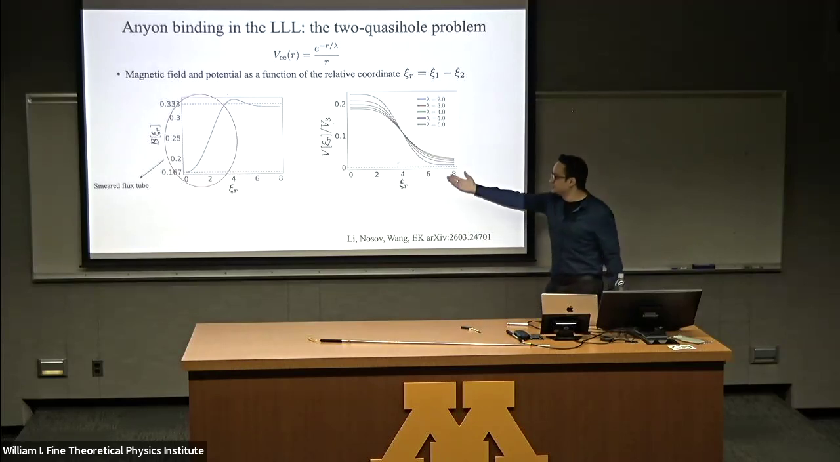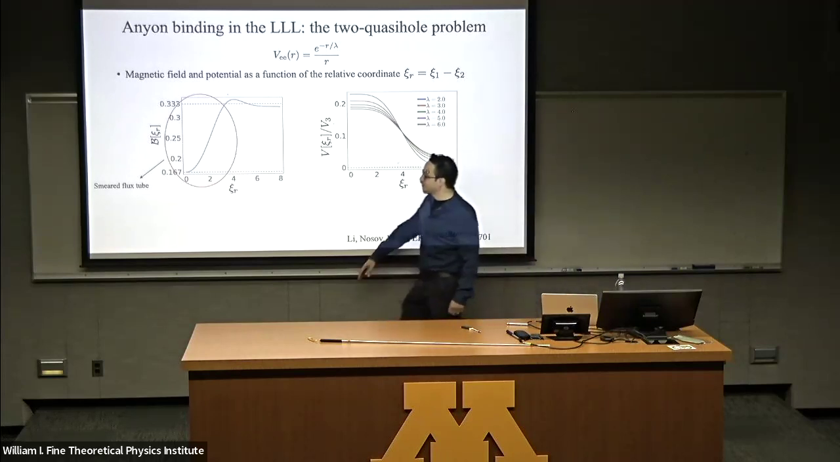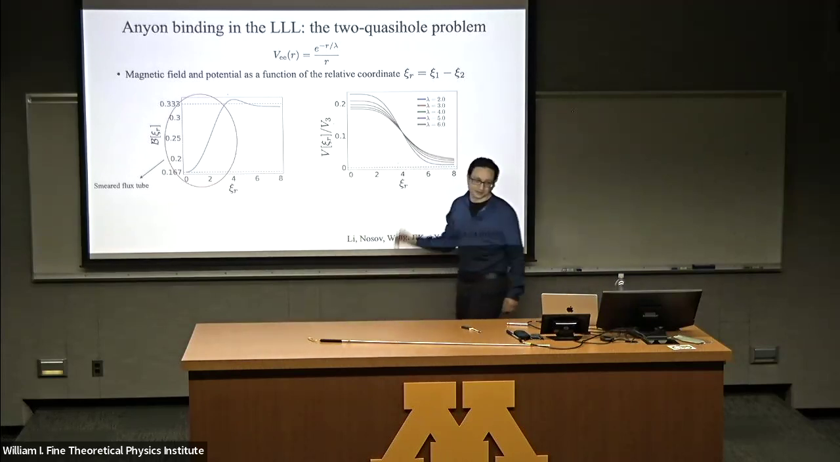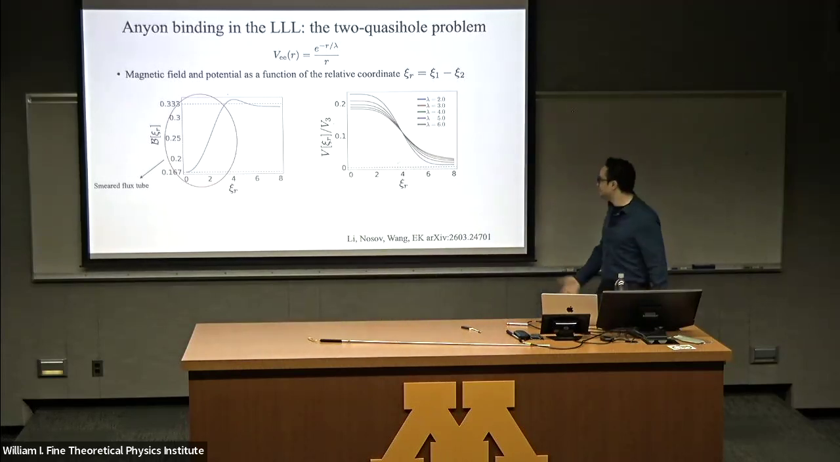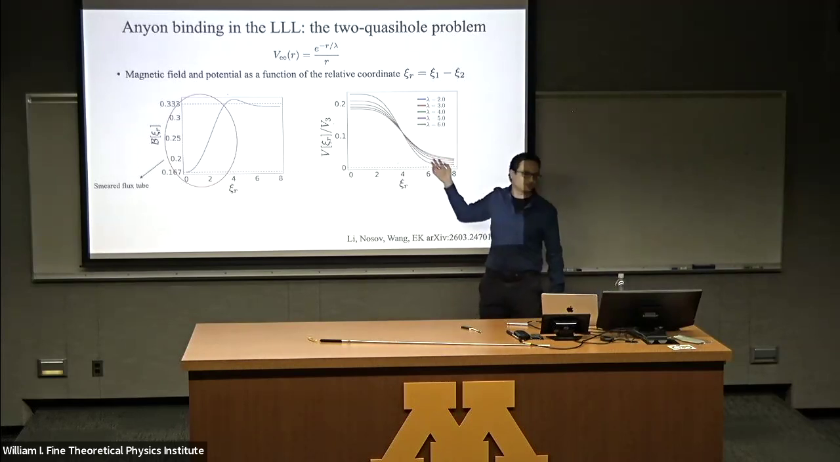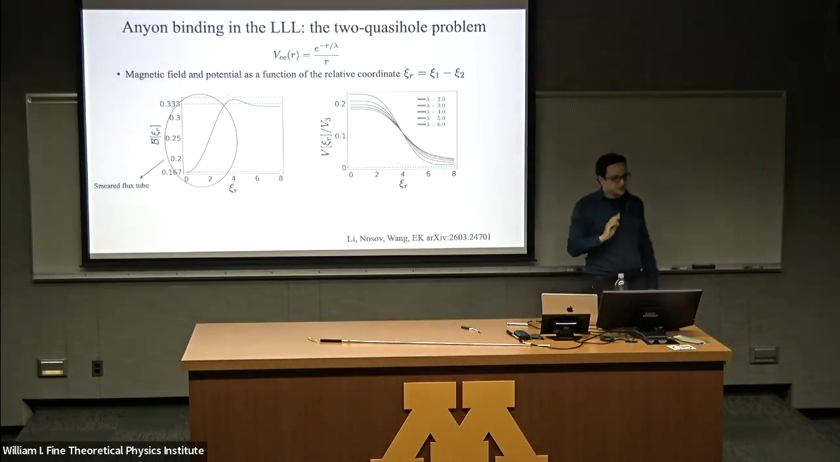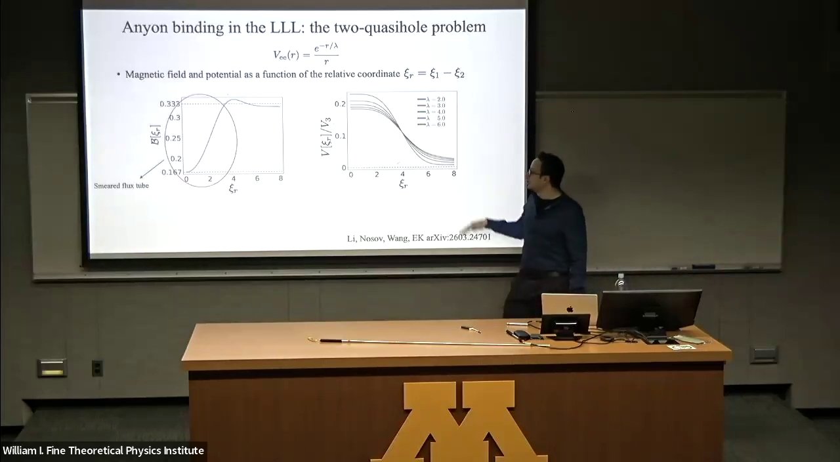And then we need to just solve a two-body problem in a Landau level with this magnetic field and this potential. Now, initially, you may look at this and think there would be no bound state. This is a repulsive potential. It's positive everywhere, and it's repulsive. And by the way, my definition of a bound state is a state whose energy is lower than the energy of two infinitely separated holes.